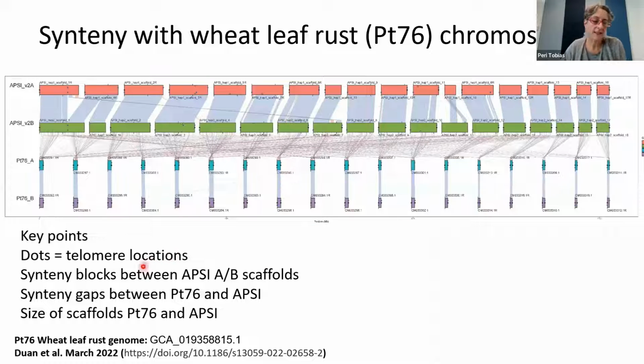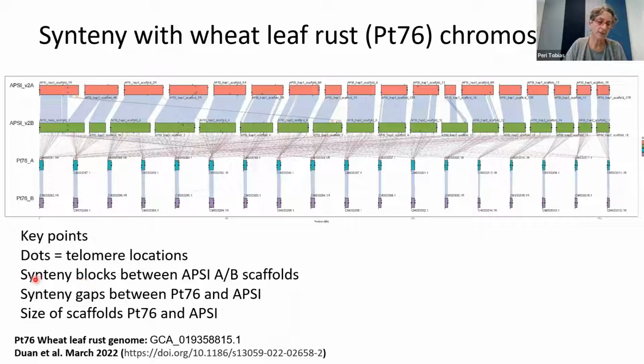And I guess the key thing to look at on this graph is that the dots represent telomere locations. These you would expect to see at either end of the chromosomes. And you can see we've got dots here. We've got something strange here with these dots occurring right where the synteny breaks. So it looks like we probably need to adjust some of these scaffolds based on this. But we have some telomere to telomere scaffolds here in a lot of cases, which is pretty encouraging.